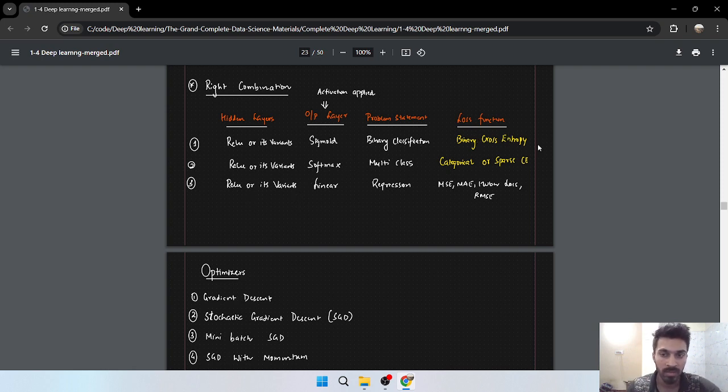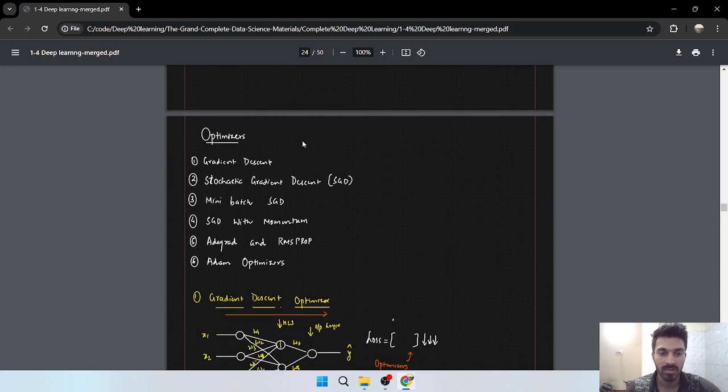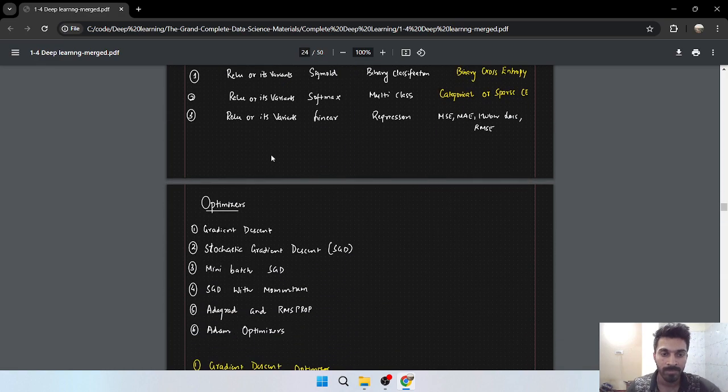For loss, we have binary cross entropy, categorical cross entropy, or sparse categorical cross entropy, which can be used in multi-class cases. And for regression we have RMSE, MSE, Huber loss, and Hinge loss. These types of losses are there.